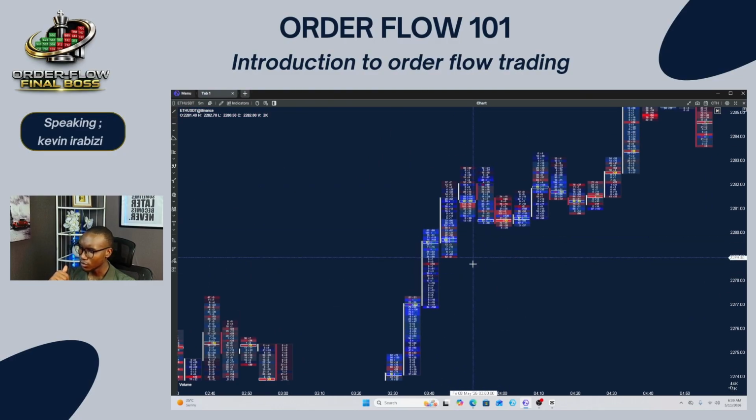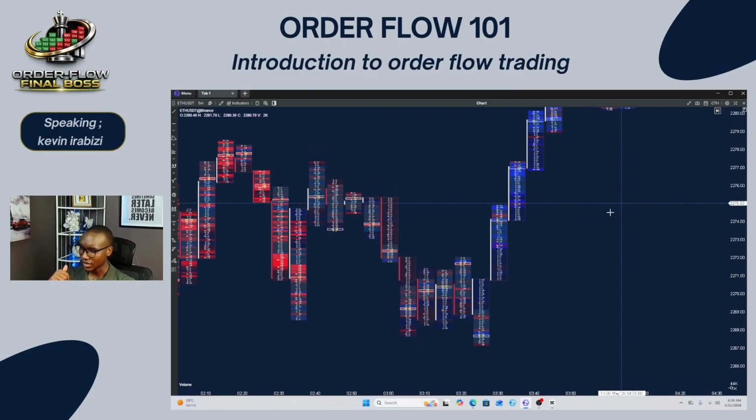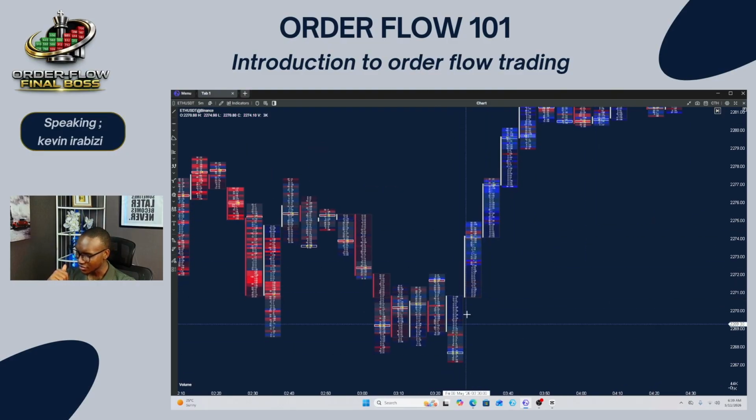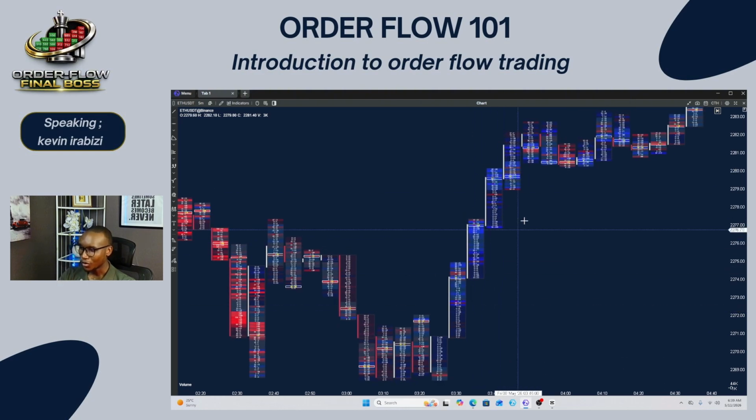So buyers are dominating in this price leg up. Blues, which means buyers are stronger than sellers in this particular candle right here, in this candle, in this candle. All this leg, buyers are stronger than sellers. But what do we see? Price is going up. It is good. We would like to see something like this.